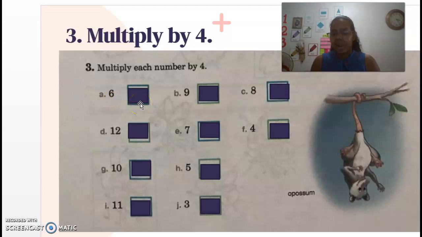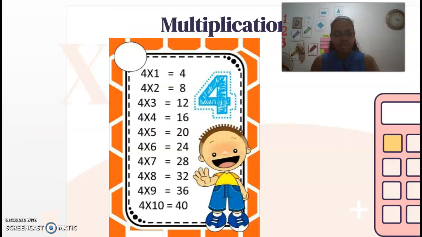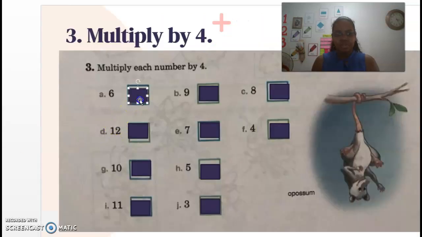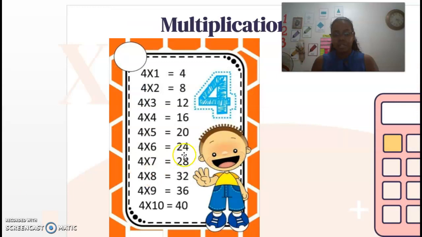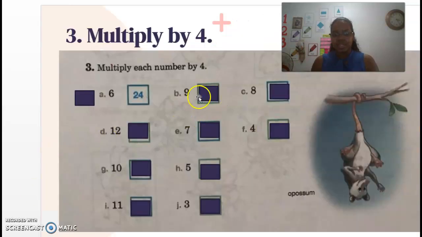6 times 4, how much is it? You can go and check the table. 6 times 4 is equal to 24. So we are going to write here 24. Letter B. 9 times 4, how much is it? 9 times 4 is equal to 36. So you're going to write there 36. Then you're going to do the same with the rest of the numbers. 8 times 4, how much is it? 32, right? So we are going to write 32.